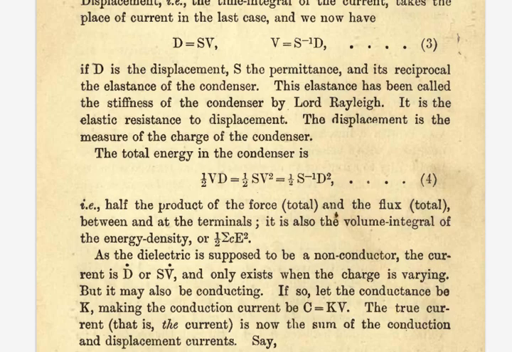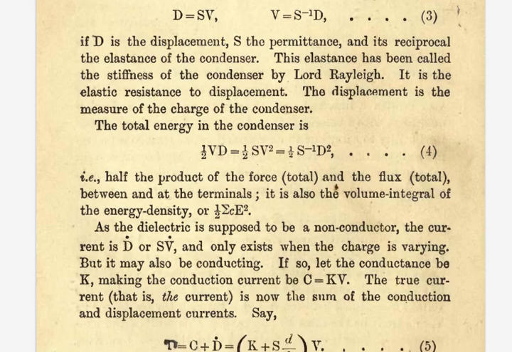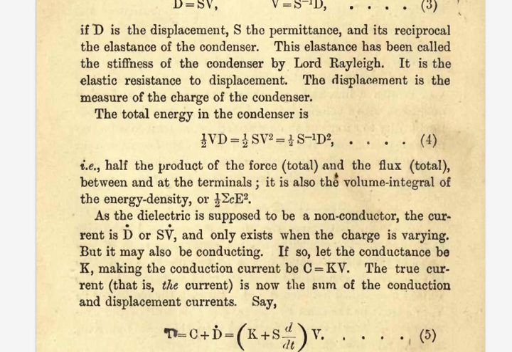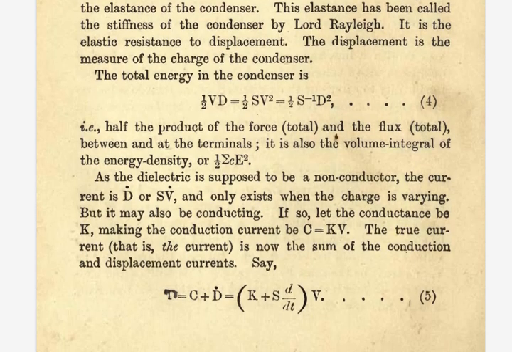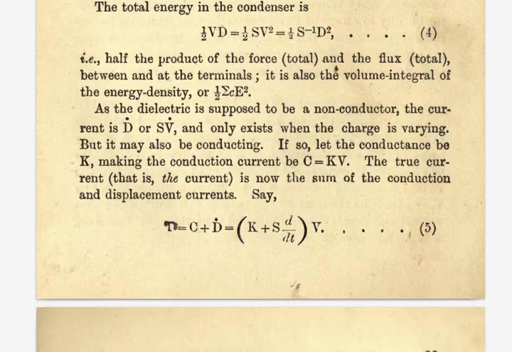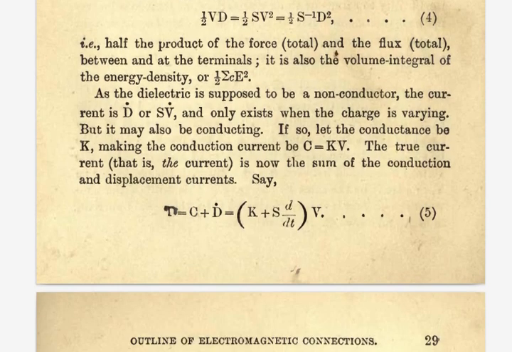The total energy in the condenser is half V times D equals half S times V squared, and equals half D squared over S. This means half the product of the force total and the flux total, between and at the terminals. It is also the volume integral of the energy density, half the summation of C times E squared.